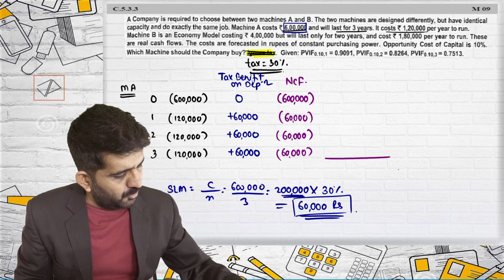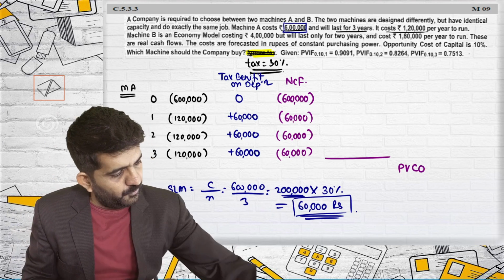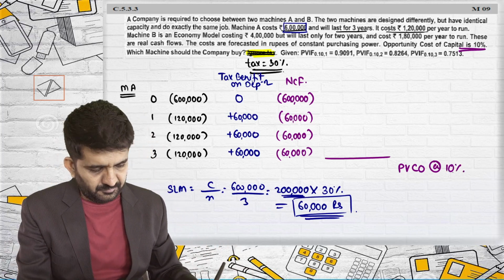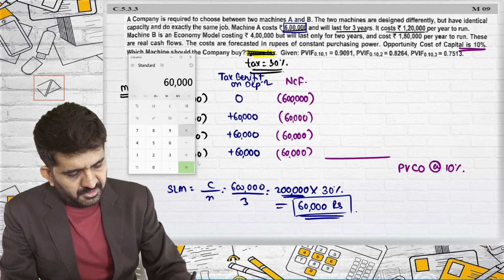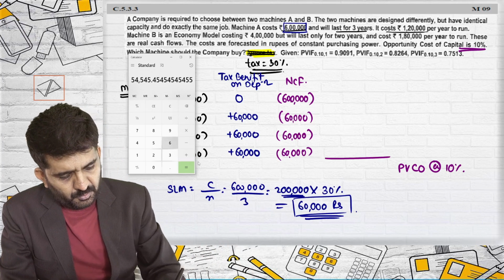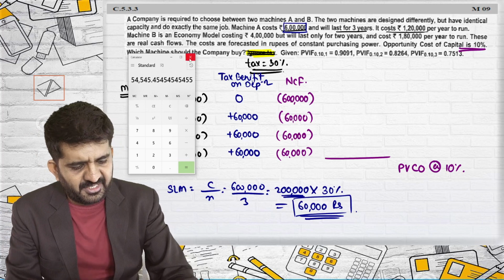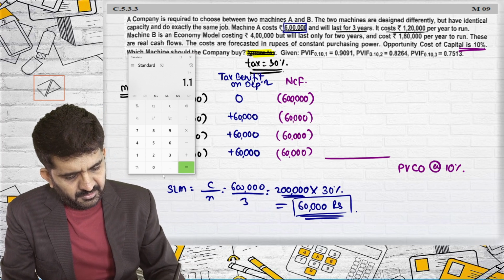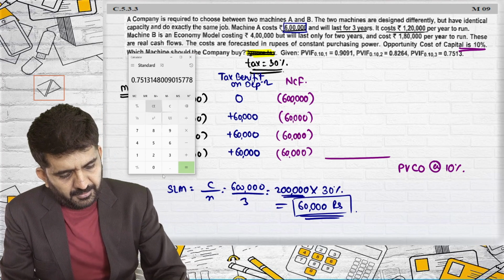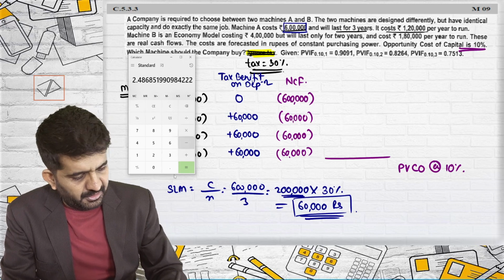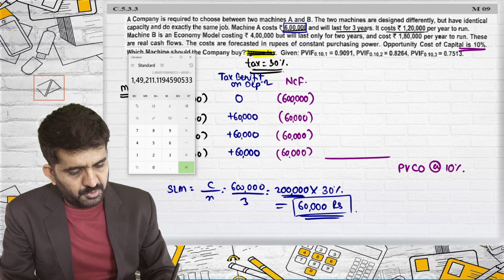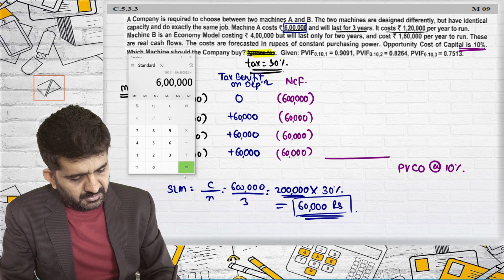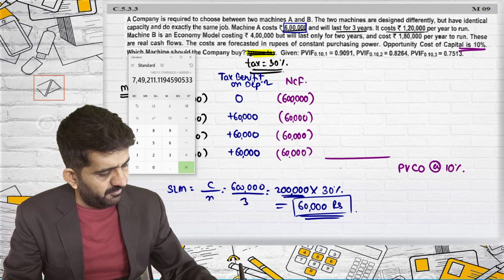I will find the present value of cash outflow at the rate of 10%. 60,000 divided by 1.1, M plus. No, 60,000 I can take common. 1 divided by 1.1, M plus, M plus, M plus. If you have GT, you should always use GT multiplied by 60,000. 149,211 plus 6 lakhs. 749,211.